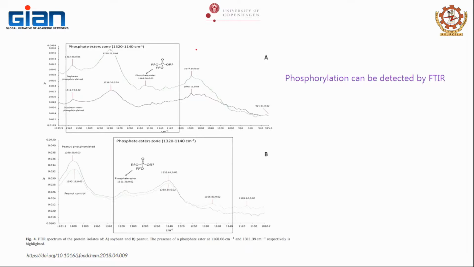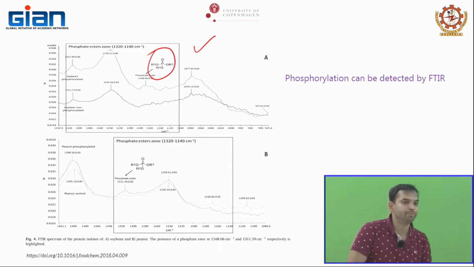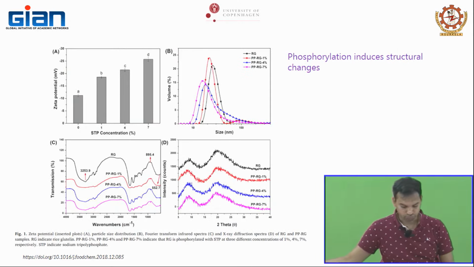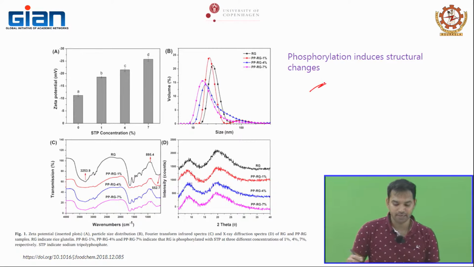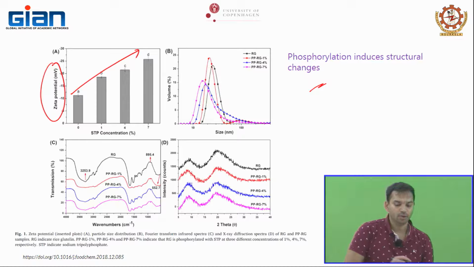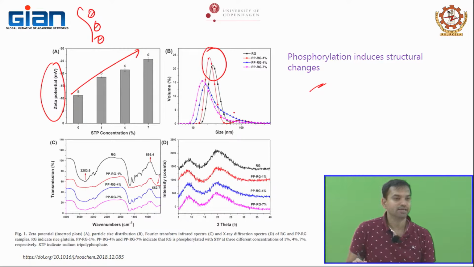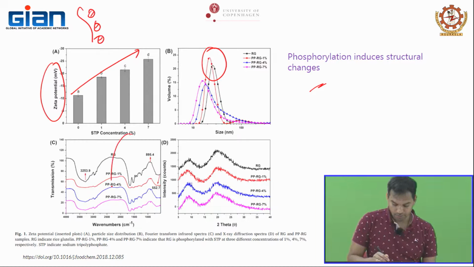And here is an example that shows that you can detect the phosphorylation using FTIR, because when phosphorylation happens, a specific IR absorption takes place. So, you can evaluate easily with FTIR. Okay. And this is the paper that clearly shows that phosphorylation gives a negative zeta potential. It means that you get more negative charge on the surface, right. And this also shows that particle size is changing because of the phosphorylation. Protein secondary structure changes because of phosphorylation, it is over here.